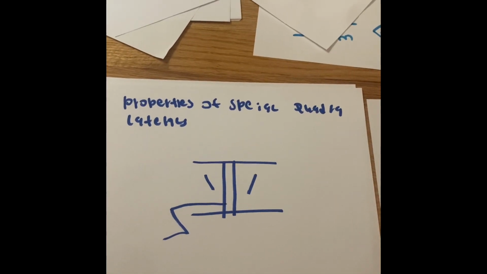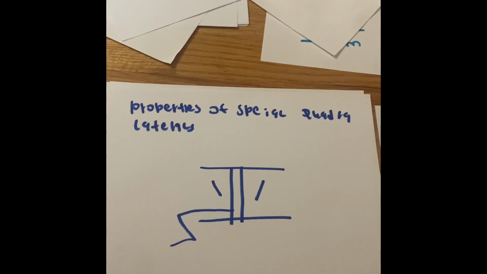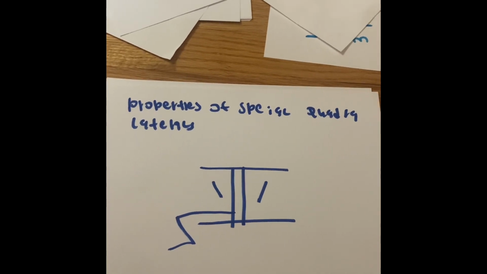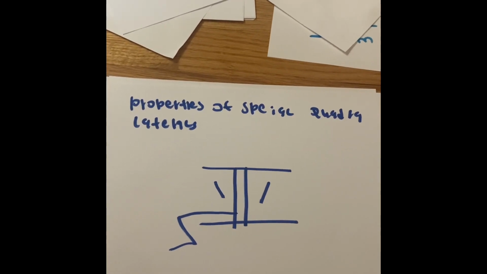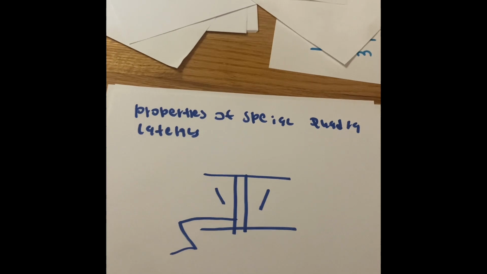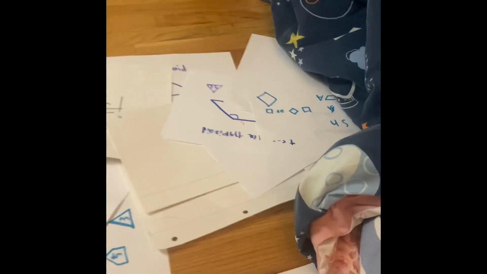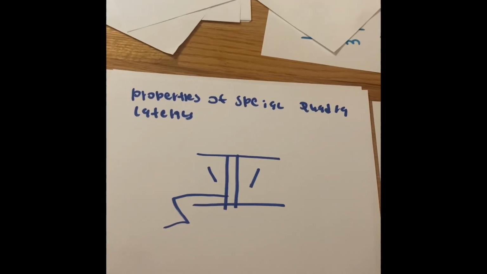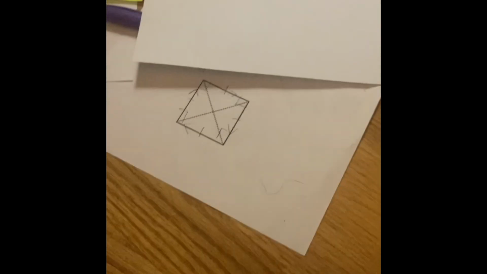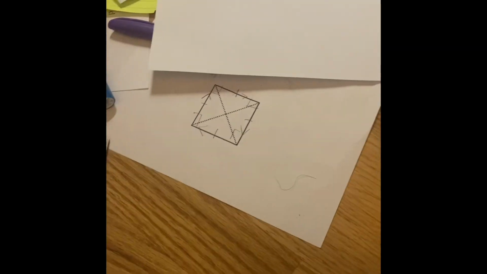Hey, we're talking about math and history, and we are going to take a look at properties of special quadrilaterals. In the last video, we've been taking a look at quadrilaterals, and at the different types of quadrilaterals.